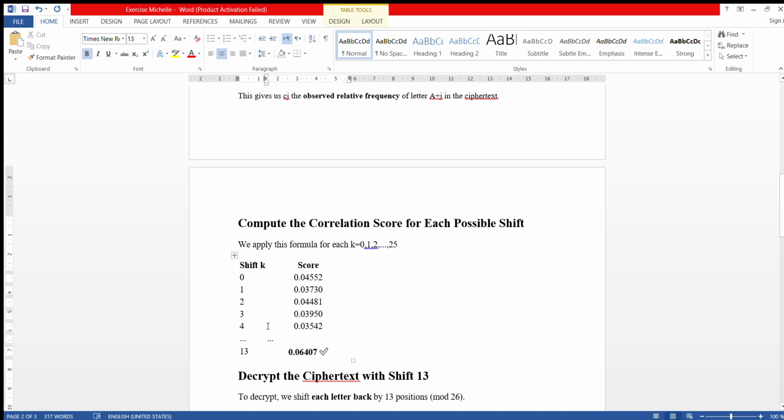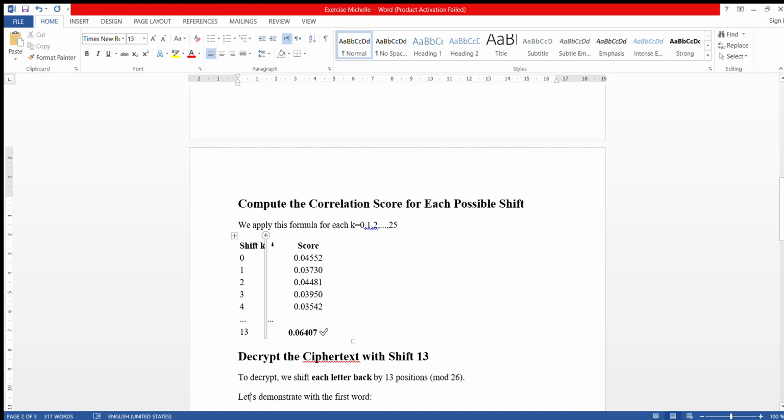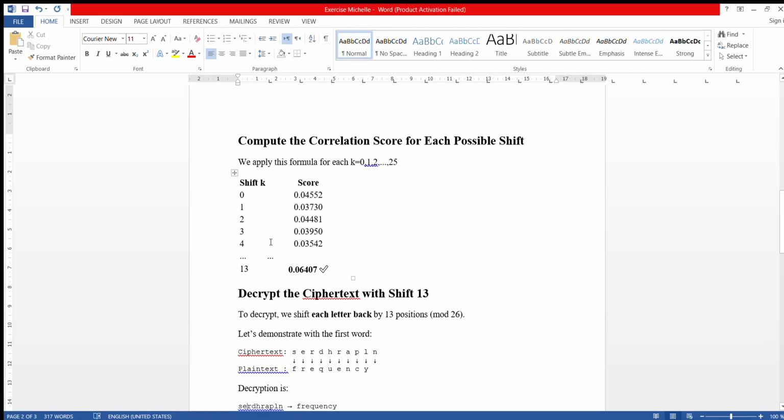Since you will do it by hand, it will take time. That's why I didn't compute the rest, but I found that the highest score is on the shift 13. It means that we will shift each letter in the ciphertext back 13 letters. Like in the ciphertext, the first letter is S. If you shift the S 13 letters back, you will get the value F.